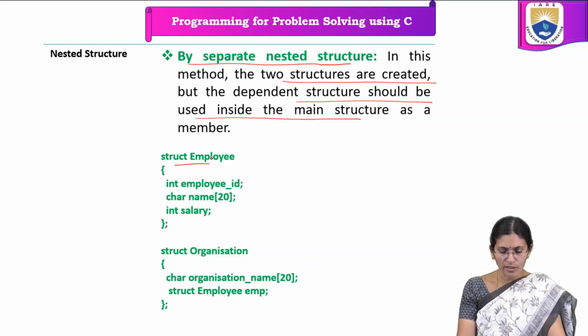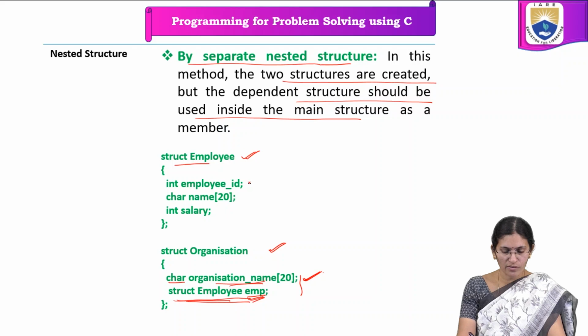Struct employee. Here this is the main structure, and this is the dependent structure. Inside the main structure, we are declaring the variable of this structure. Here there are two members, one of which is a variable of data type char, whereas the other has the data type struct employee.